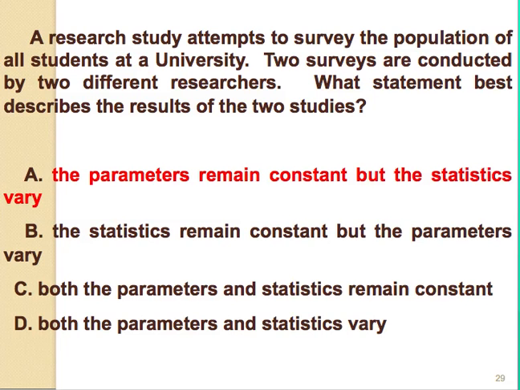Your answer should be that the parameters remain constant, but the statistics vary. That's because they're looking at the same university, the same population of students. So their parameters, the numerical values calculated by using all the items in the population, should be the same for both researchers. However, the researchers will have different samples, so therefore their statistic values would be different.